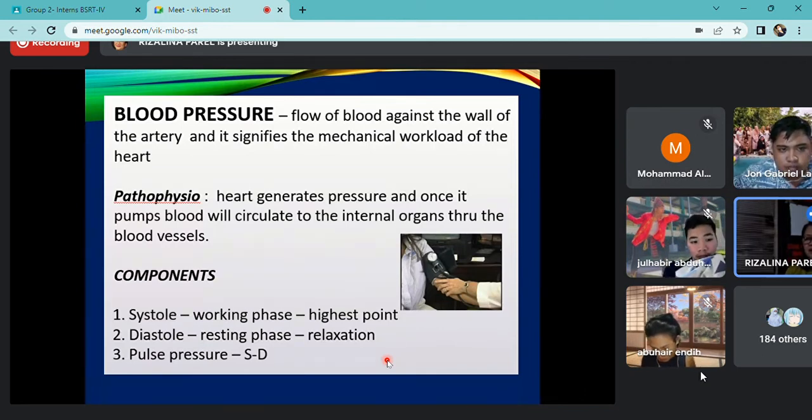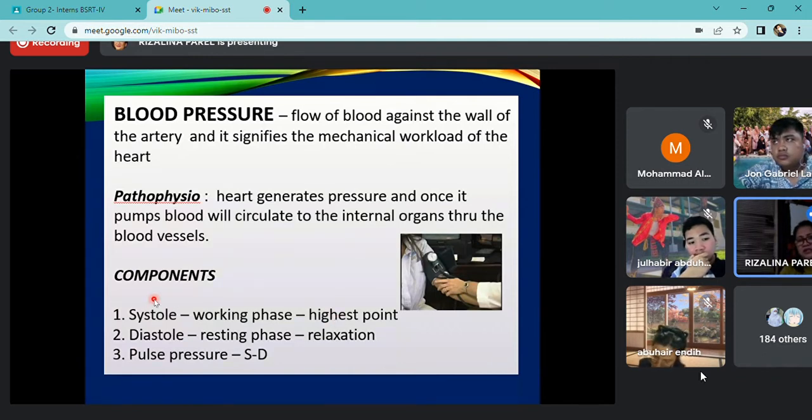Okay, and this one, once it pumps blood, it will circulate to the internal organs through the blood vessels. So that pinapalpate natin yung kanyang radial pulse, pinapalpate natin yung kanyang brachial pulse para ma-sense natin kung meron nga bang blood circulation doon sa area na yon. Okay? So, we need to assess this blood pressure para sa circulation, checking of the circulation.